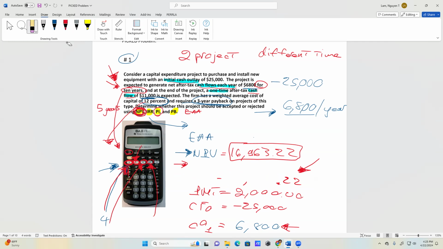All right, and that is a recap of chapter 11. Once again, you have to be very confident in computing NPV, IRR, PI, PB. EAA is only compared when two projects have different lives.